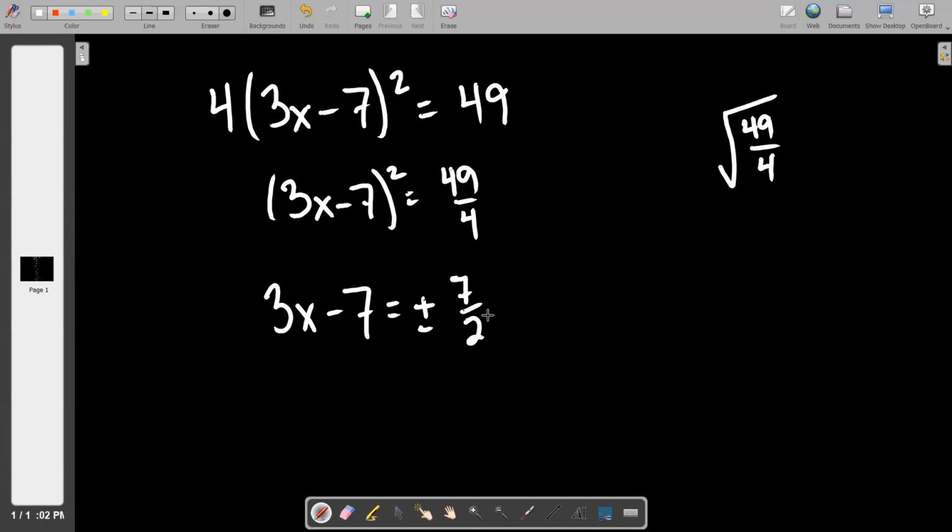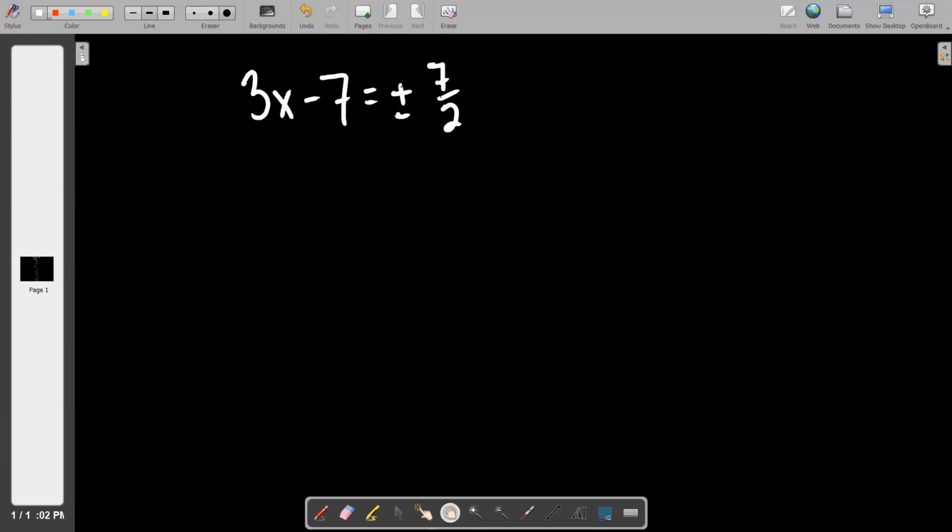So mathematically, you know what to do. You know you have to add 7, right? That 7's got to move. So this is where the you know what hits the fan. So we go 3x equals 7 plus or minus 7 over 2. Step 1 is to worry about this.